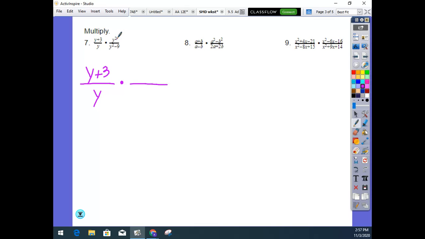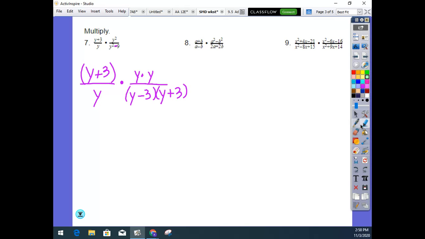Now, a plain y squared, the factors are just y and y. But when it's y squared minus 9, I need parentheses to find my factors. This is all connected.